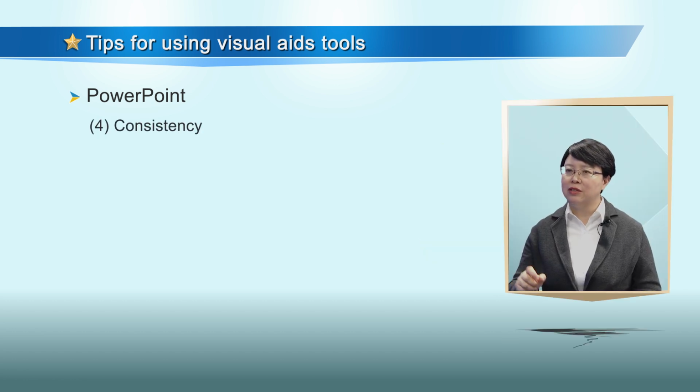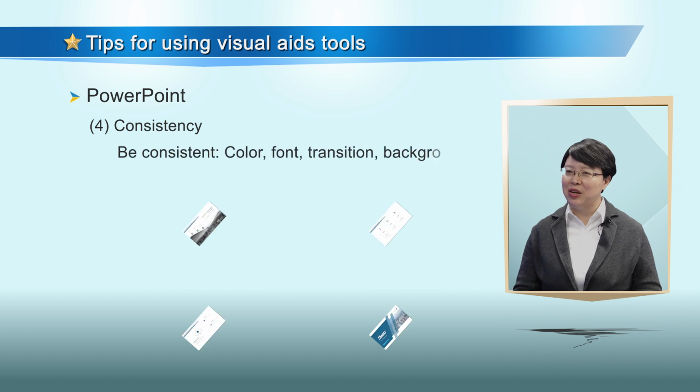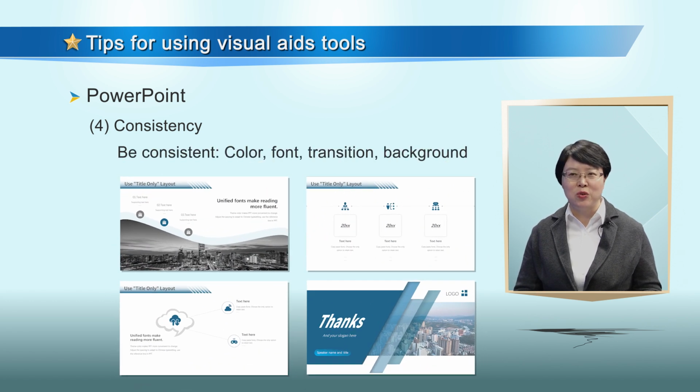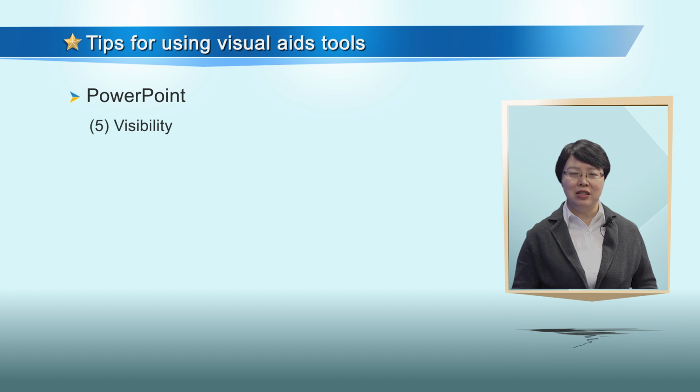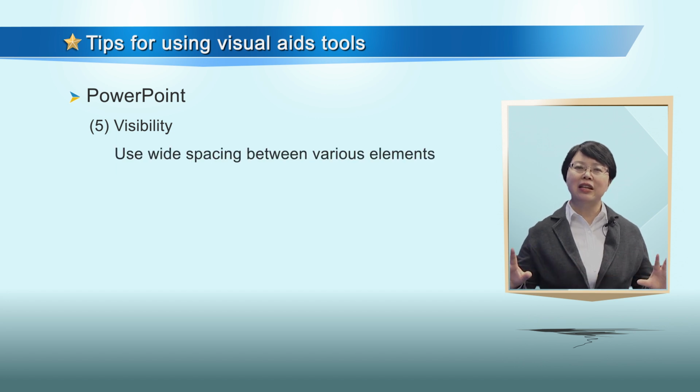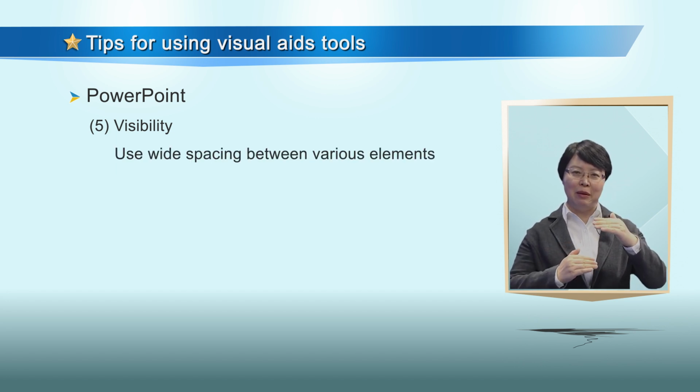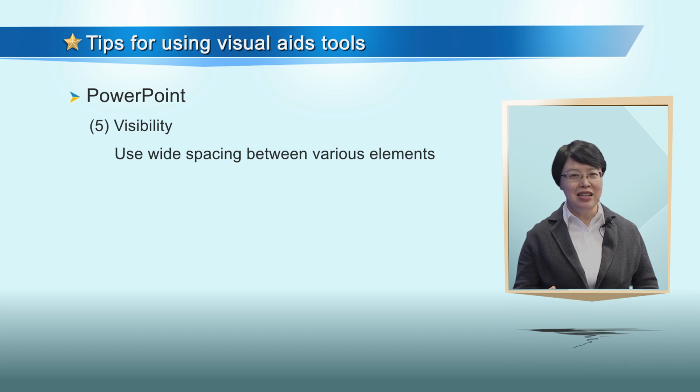Fourth, consistency. Be consistent with your use of color, font, transitions, and backgrounds to indicate the logical relationships among different sections. Fifth, visibility. Use wide spacing between various elements because it's easy for your audience to read. Anyway, in one sentence, make it easy and convenient for the reader to quickly get what you're talking about.